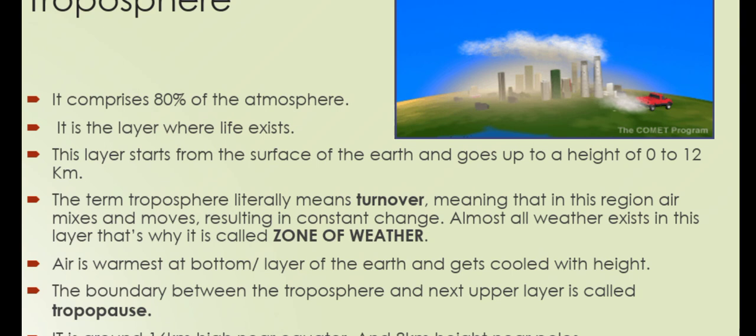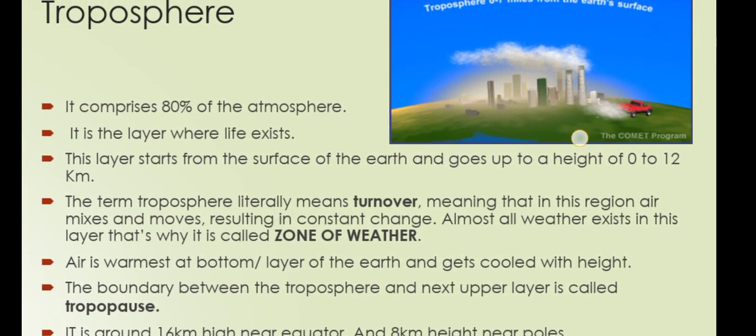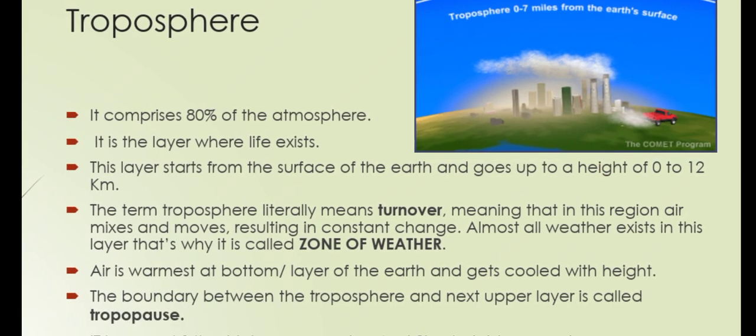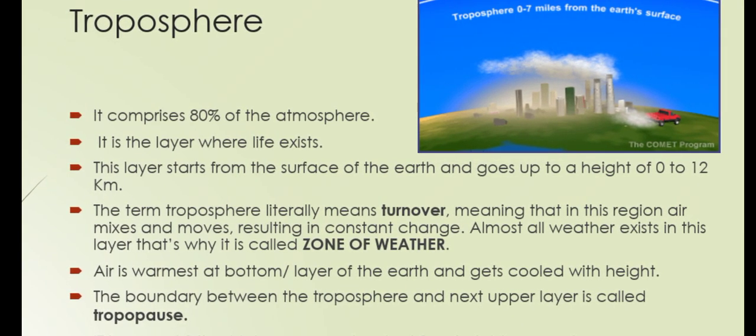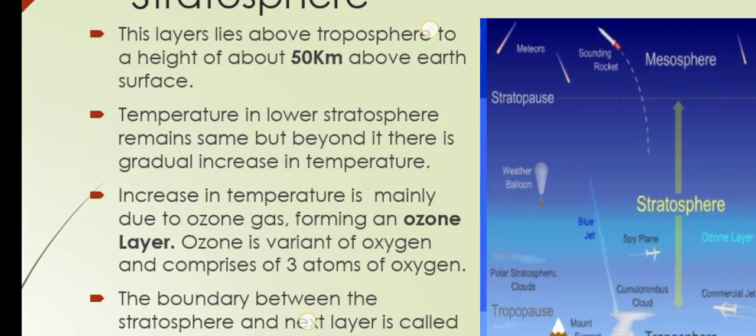I have told you about the pauses, so when the troposphere will end at about 12 kilometers, the boundary line between the troposphere and the next upper layer, that will be the stratosphere, is called the tropopause. Then comes the next layer, that is the stratosphere.